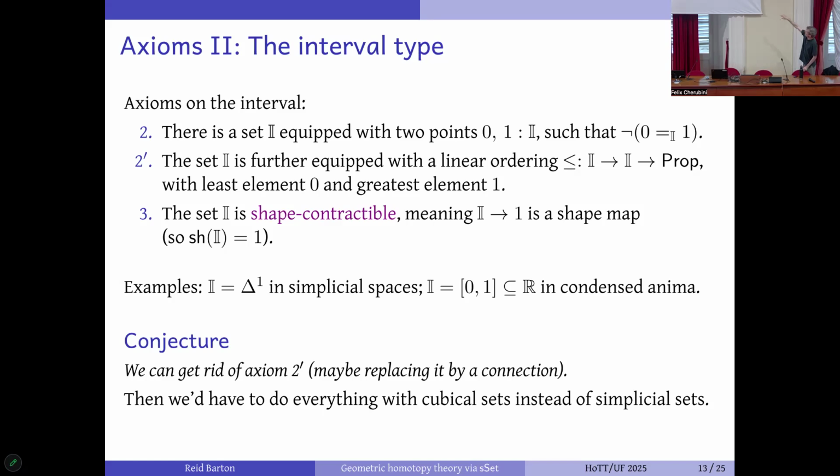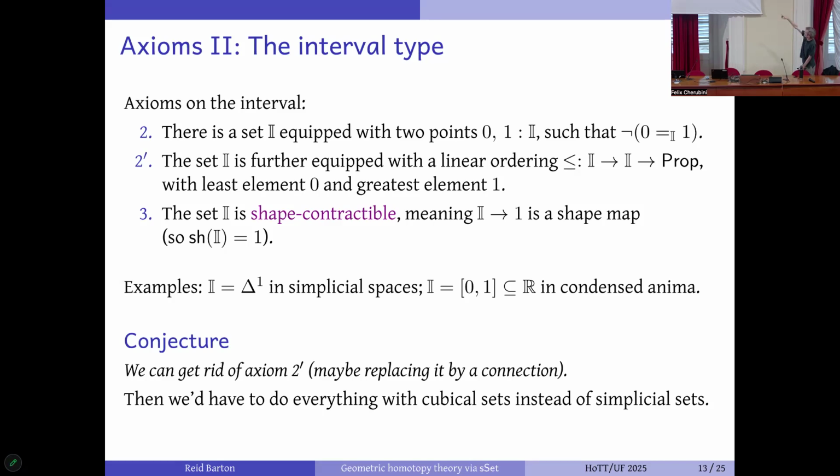And at the bottom, I'd really like to get rid of this axiom 2', because I feel like I shouldn't need it, but at the moment, I don't know how to work without it. So let's take this axiom 2' for the moment. This is sort of saying that I behaves like the one simplex in simplicial sets. And then the final axiom, which is very important, is that this set I is certainly not contractible in the homotopy sense because it has these 2 different points 0 and 1.